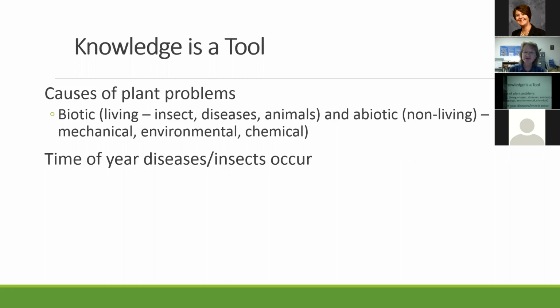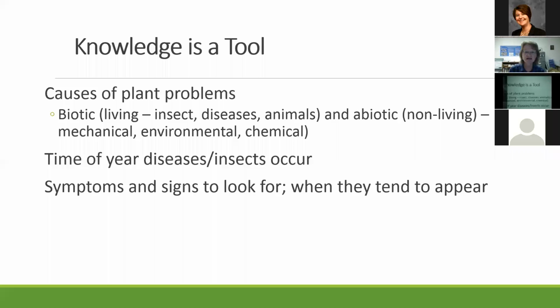So, it's very helpful to know, what do we typically see at certain times of the year? What are the symptoms and signs to look for? And when do they tend to appear?